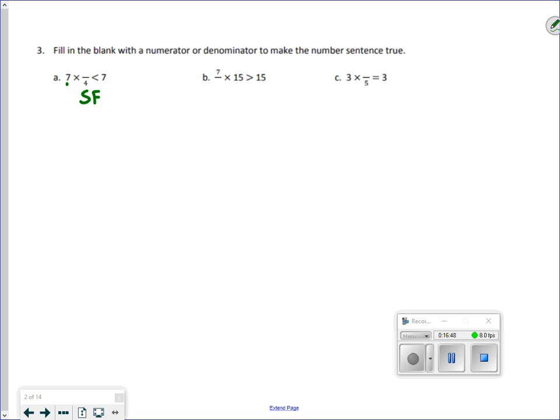Yes? 0. Okay, so I can have a numerator of 0. What else? There are a couple answers you can put here. 1. I can do 1. What else? I can do 2 and 3. Can I do anything else? No. As soon as you hit 4, you're multiplying by 1 and you would have an equal sign. So you could have 0, 1, 2, 3.